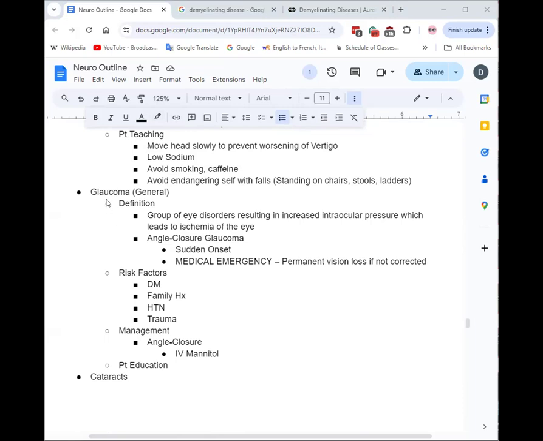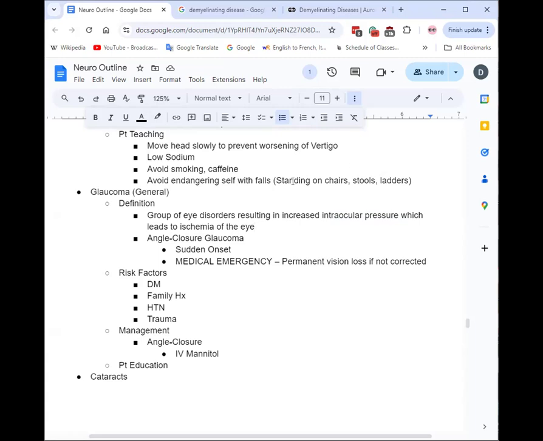So I have a general section on glaucoma. The definition of glaucoma is a group of eye disorders resulting in increased intraocular pressure. So increased pressure in the eyes, which can lead to ischemia. Anytime there's too much pressure, like intracranial pressure, too much pressure in the head, it's going to lead to ischemia in the brain. Too much pressure in your heart leads to ischemia of the heart. Here, too much pressure in the eyes can lead to ischemia of the eye, so that can cause eye damage.